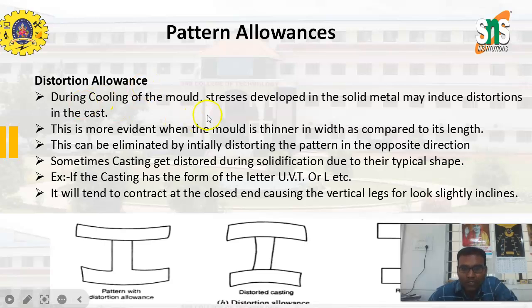Last but not least is the distortion allowance. During cooling of the mold, stresses developed in the solid metal may induce distortions in the casting. This is more evident when the casting is thinner in width as compared to its length. This can be eliminated by initially distorting the pattern in the opposite direction. This type of allowance can be seen if we produce a U-shaped or V-shaped or T or L-shaped material. It will tend to contract at the closed end, causing the vertical legs to look slightly inclined.